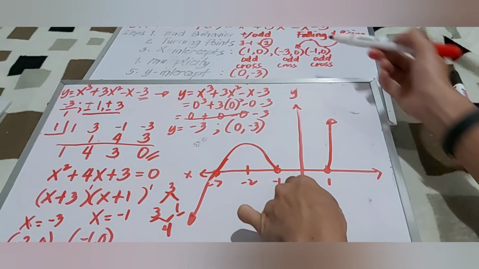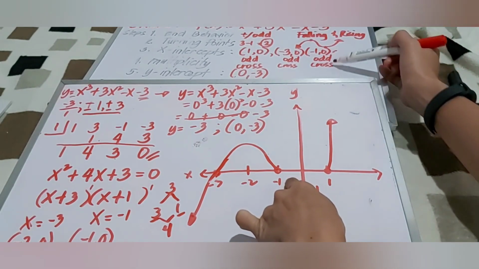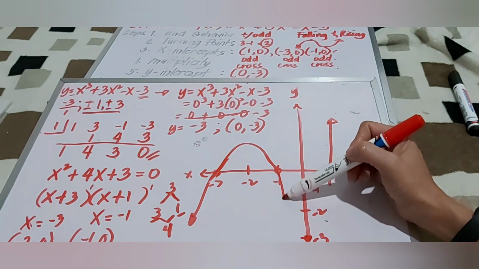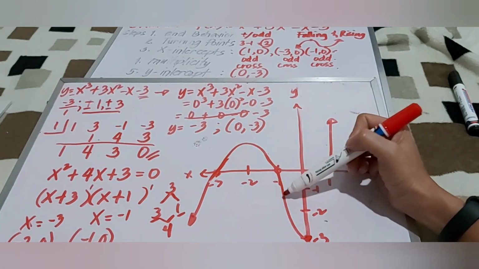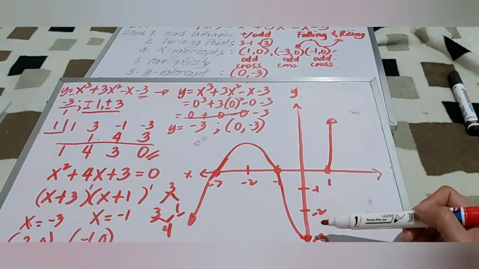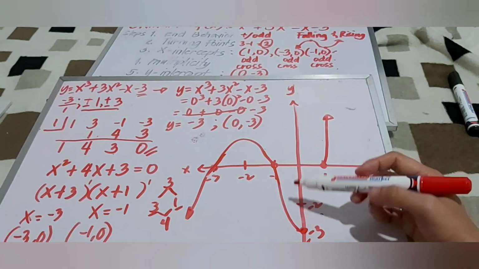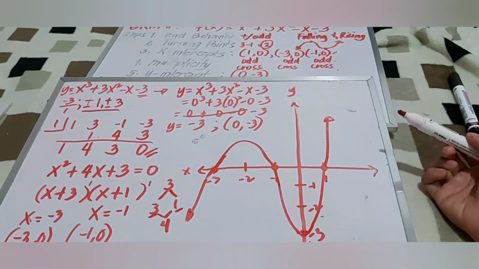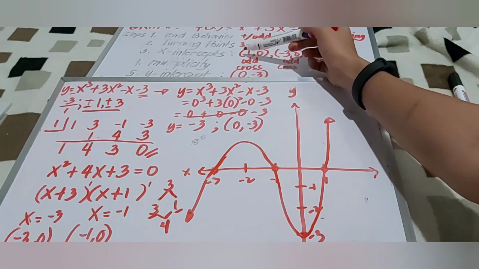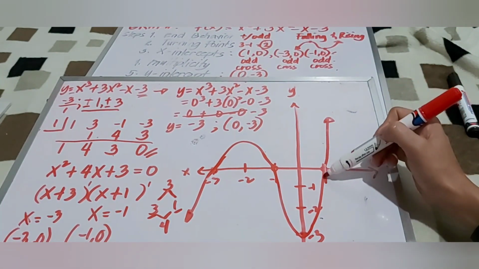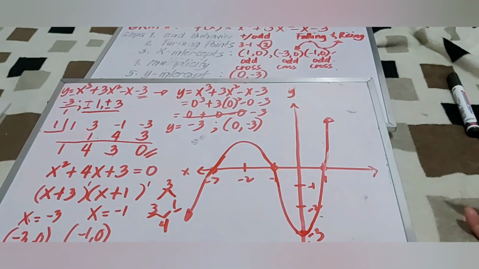Sa negative 1, eto, add ulit at nag-cross. So, tayo ay magko-cross dito. Yan, nag-cross, hindi tayo nag-bounce back. Papunta sa ating y-intercept. Kita pa ba? So, after this, diretso tayo sa ating another x-intercept na 1 and 0, na magko-cross din tayo. So, nag-cross na siya. Ito na siya. And there you have it.